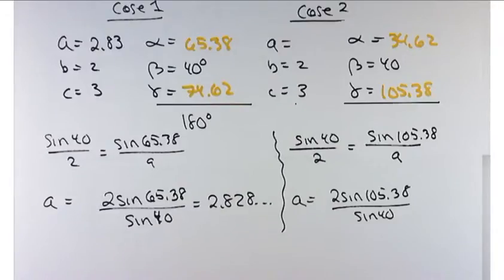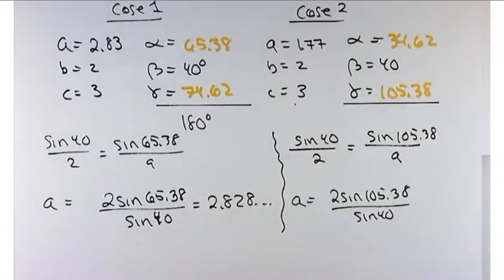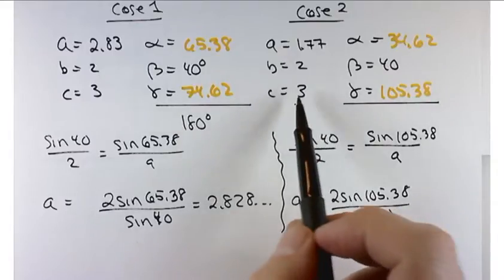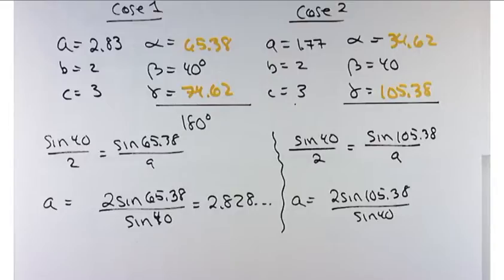What'd you get this time? 1.76. 1.77. Which one? 77. All right, so 1.77. Again, it makes sense. Longest, largest, shortest, smallest. So both of those make sense. There's really two possibilities depending on how the sides line up.